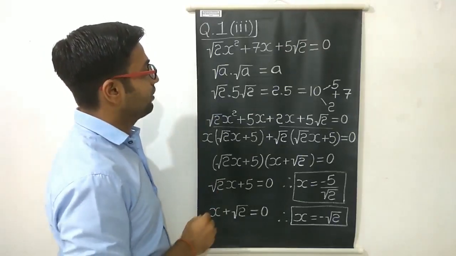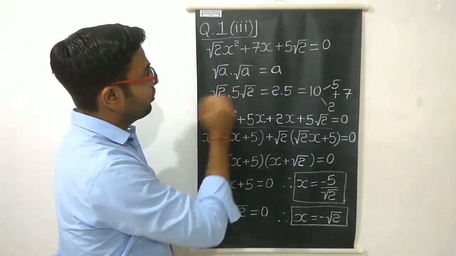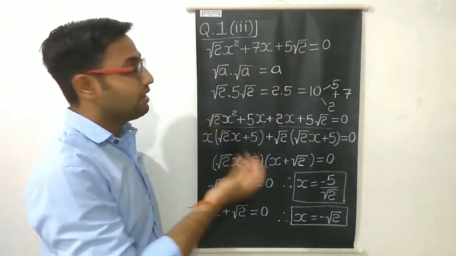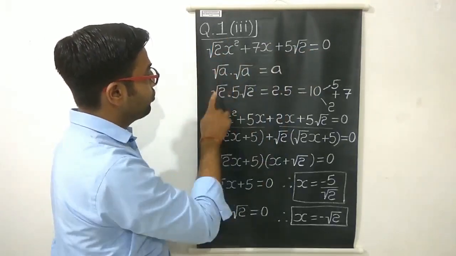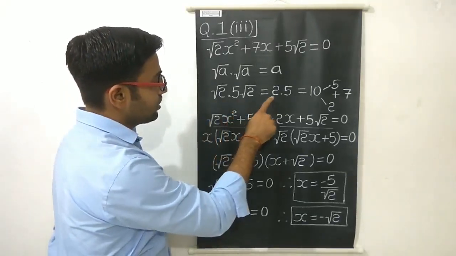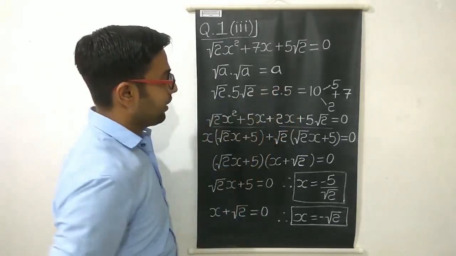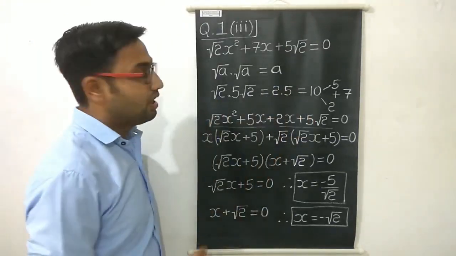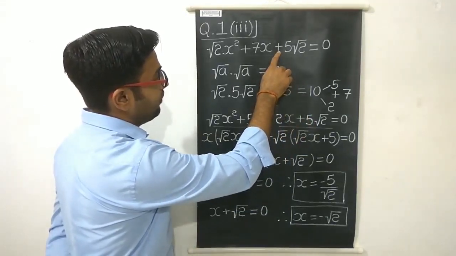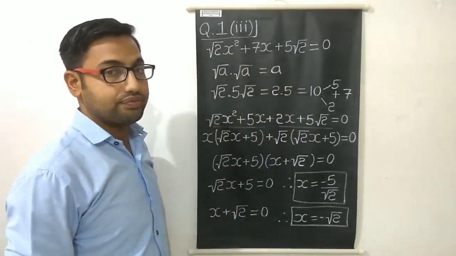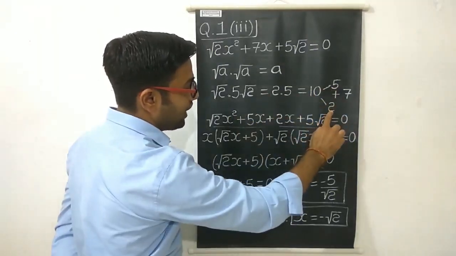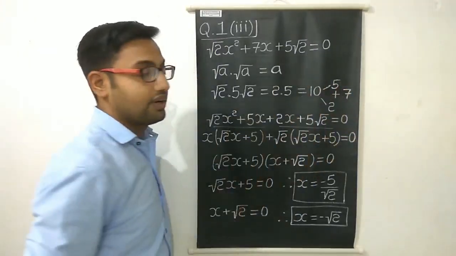Okay, so now what we have to do is take the constant and the coefficient of x square and multiply both the numbers. So we will get root 2 into 5 root 2. Now root 2 and root 2 gives us 2. 2 multiplied by 5, and 2 fives are 10. So we have to factorize this 10 such that the addition of both the factors gives us 7. Okay, so we can factorize 10 as 5 twos are 10, and the addition of 5 and 2 is 7.